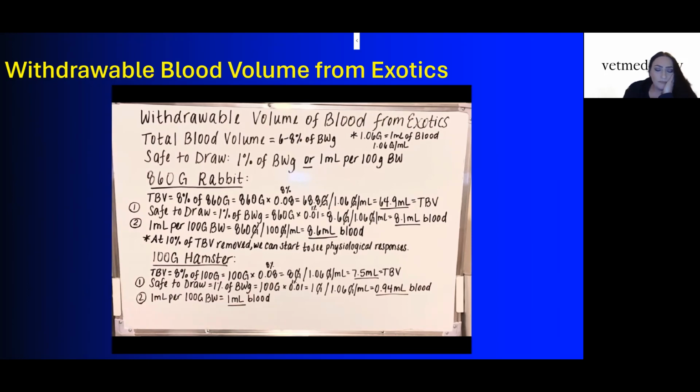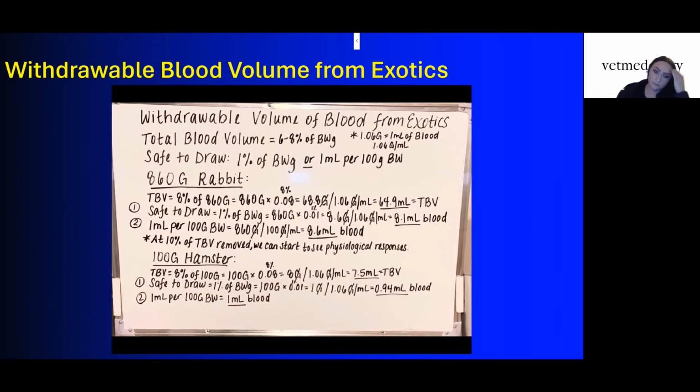The first method is the safe to draw method of 1% of body weight in grams. So 860 grams times 0.01, which is 1%, equals 8.6 grams. Divided by 1.06 grams per ml of blood, we get 8.1 mls of blood with that method. With the second method, 1 ml per 100 grams of body weight, we take 860 grams divided by 100 grams per ml, and we get 8.6 mls of blood. So somewhere between 8.1 and 8.6 mls of blood is likely safe to take.